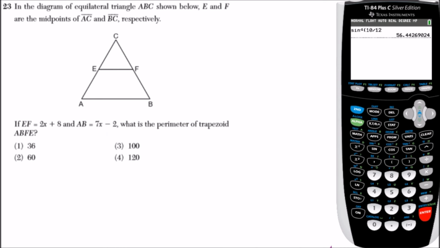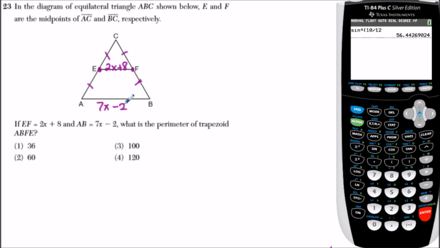Okay, for the next question, we have an equilateral triangle, so all sides of ABC are the same. E and F are midpoints. So if E and F are midpoints, that means that AE and EC are the same, and then CF and FB are the same. The reason we could use a single tick mark for all of them is that AC and CB are also equal in measure, so we don't have to put a double tick mark here. Now EF is 2x plus 8, and AB is 7x minus 2.